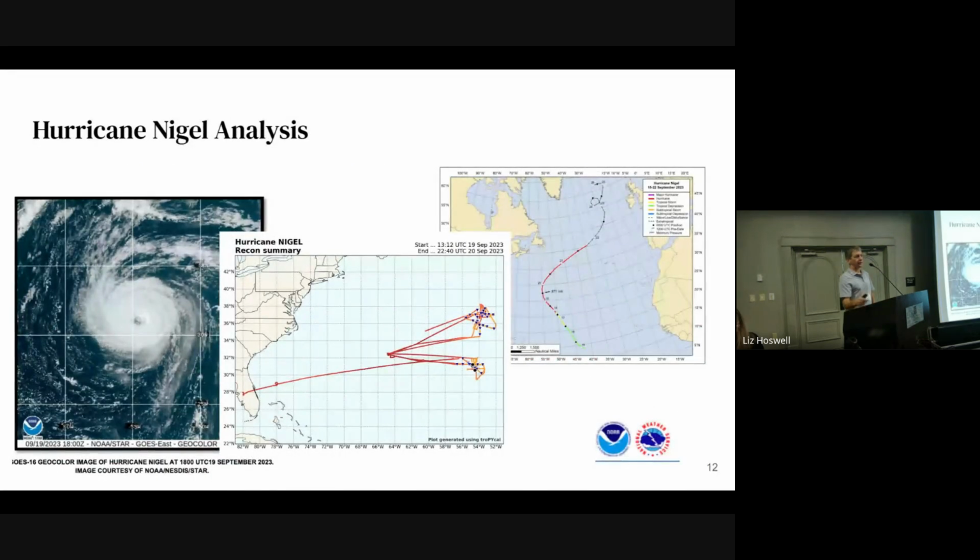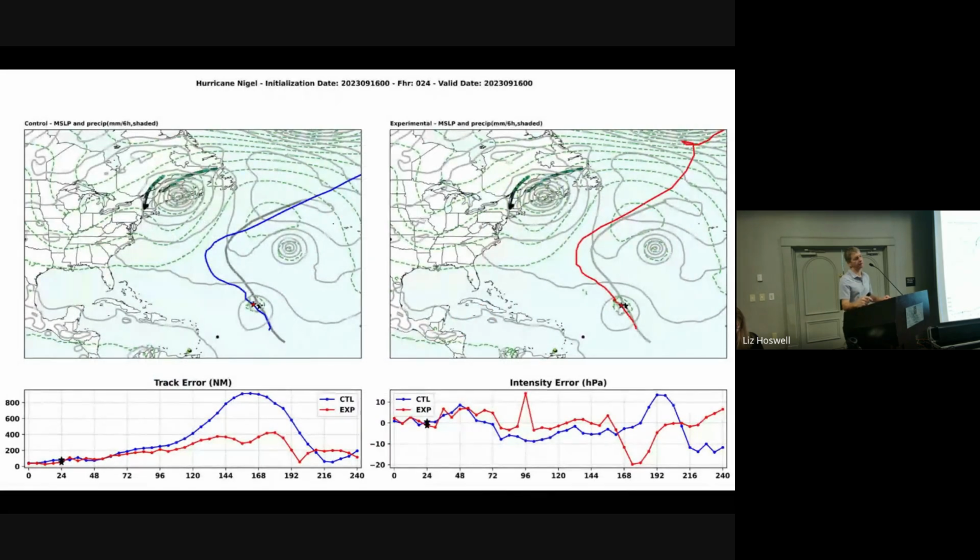Let's see where we're going. Okay, Hurricane Nigel. I just wanted to take one case to get a little bit away from the broad statistics and get a sense of how these observations are assimilated, and show you where they are when they're assimilated. So I just took one case, Hurricane Nigel in the Central Atlantic in 2023, and we're going to look at one GFS forecast of Hurricane Nigel.